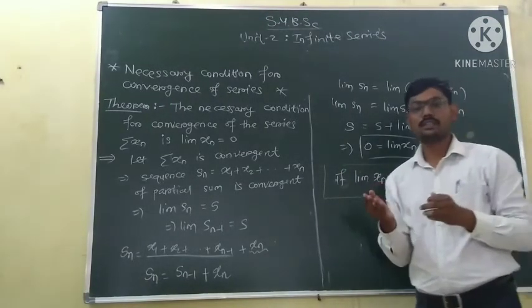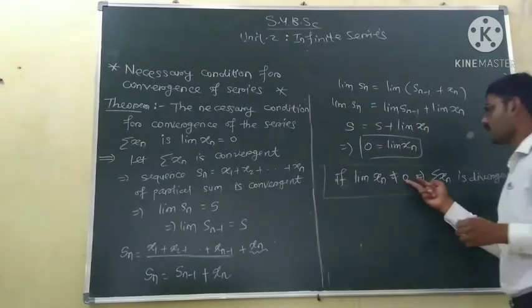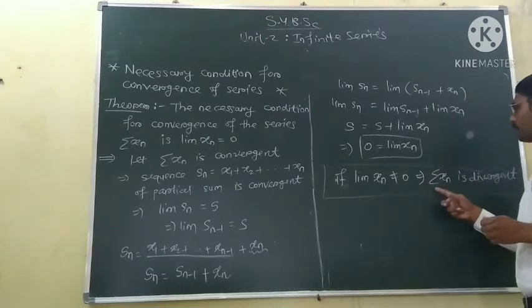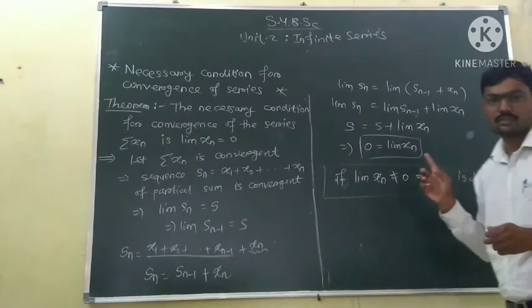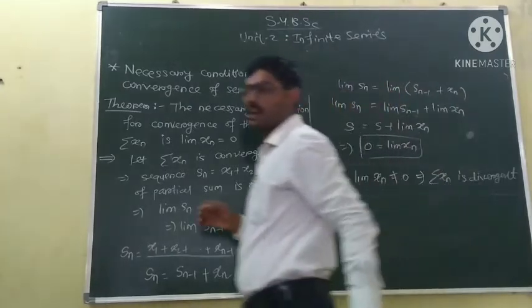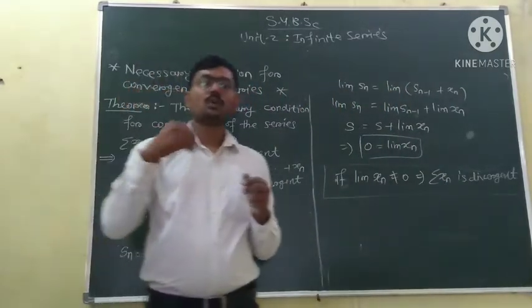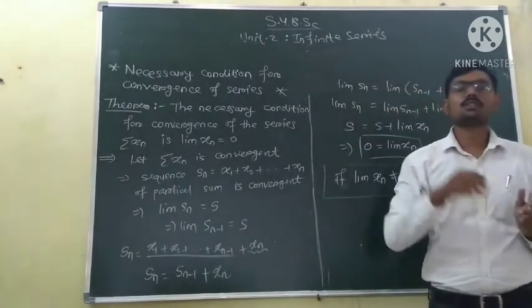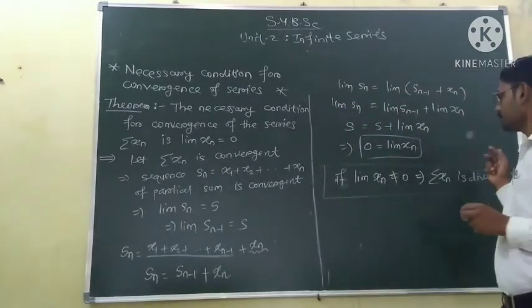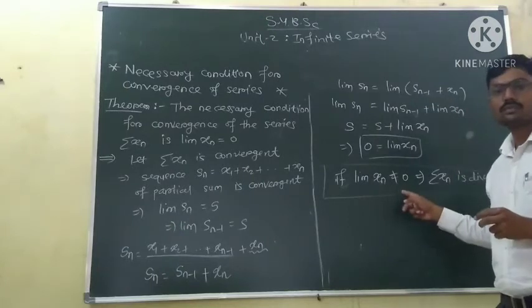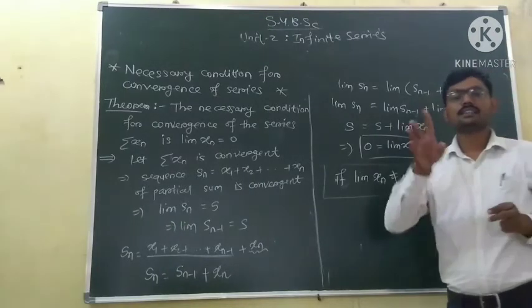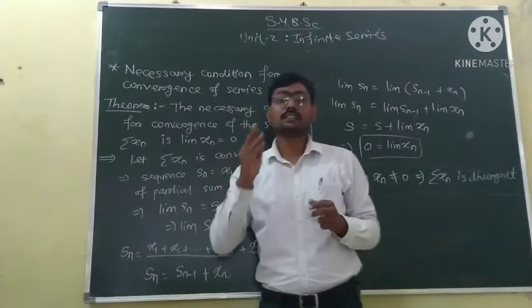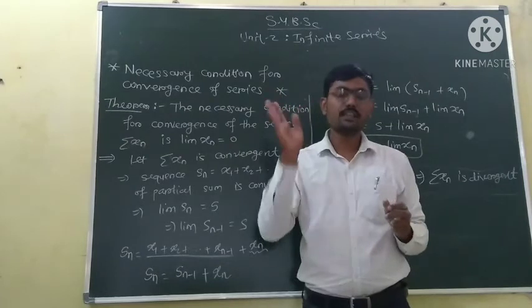If there is some series whose limit of nth term is not equal to 0, then it is confirmed that the series is divergent. Okay, so it will be very helpful to us in solving problems for testing convergence or divergence. If limit of nth term is not equal to 0, then definitely that series is not convergent. But if the limit is equal to 0, there are chances that the series is convergent.